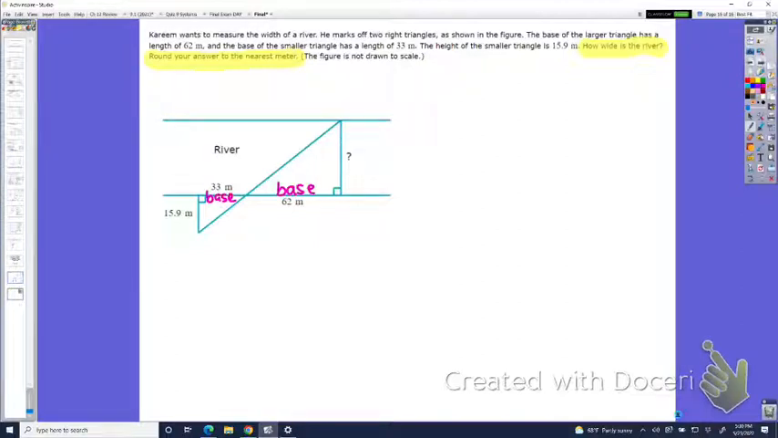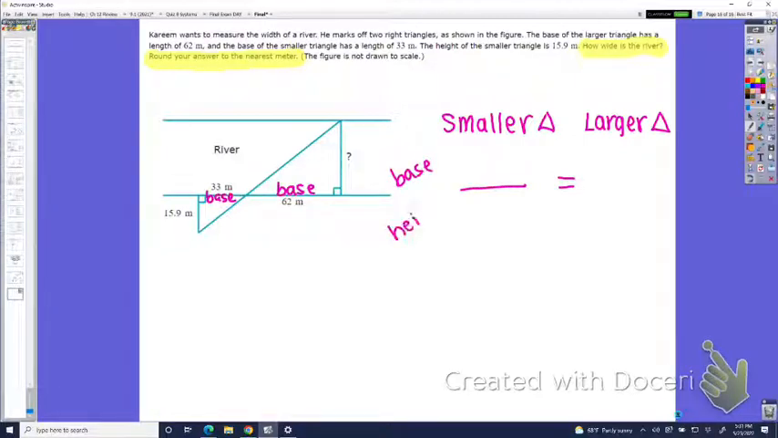So we're going to set up a proportion. I'm going to have the smaller triangle on the left and the larger one on the right. Now I'm going to put the base over the height on both. So the base of the small one is 33 over its height is 15.9. The base of the larger one is 62 over its height, we'll call X.